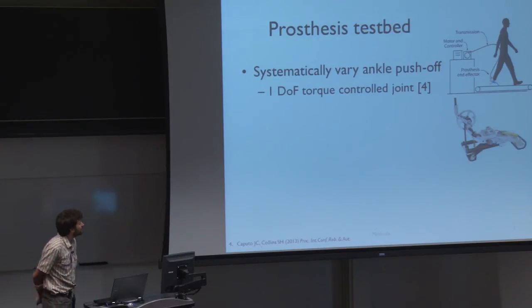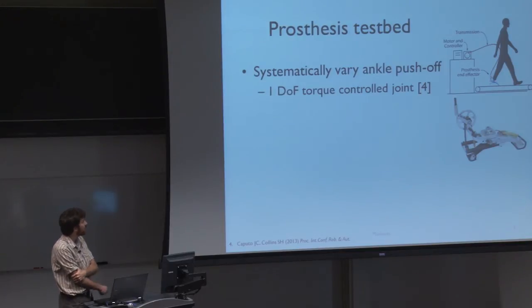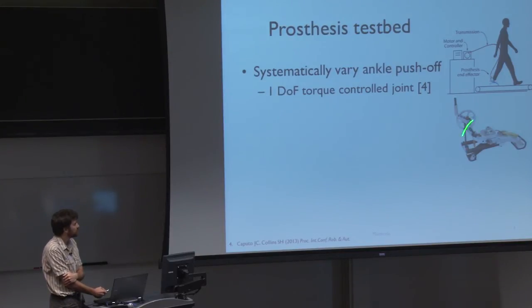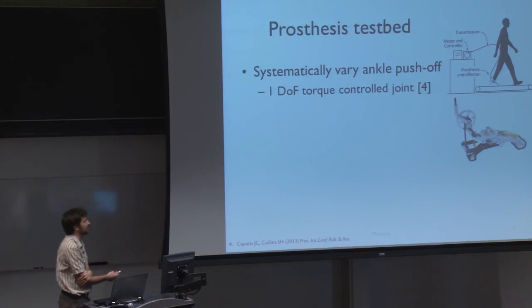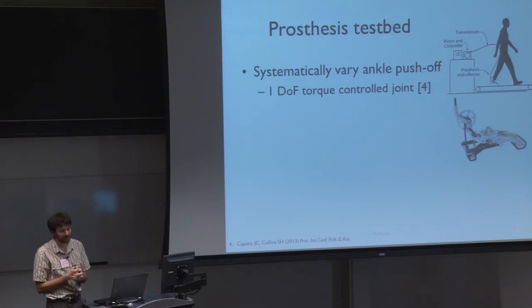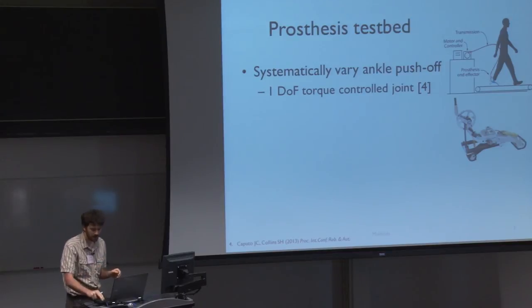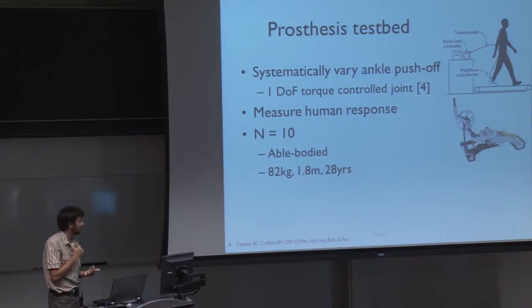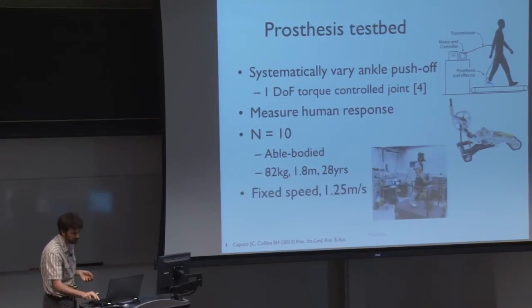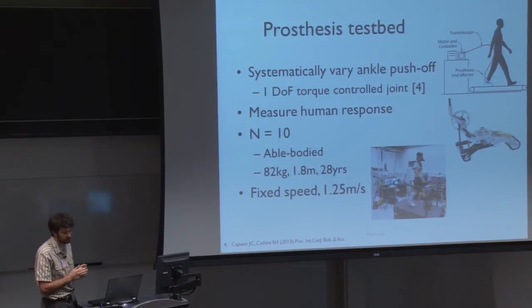So we systematically varied ankle push-off work using a test bed that we developed. You can see it over here. It features a 1 degree of freedom torque-controlled joint, photograph of it there, powered through a Bowden cable tether by an electric motor. There's lots of details about this, so ask me later if you're interested. Then we measured the response of 10 able-bodied subjects walking on a treadmill at 1.25 meters per second.